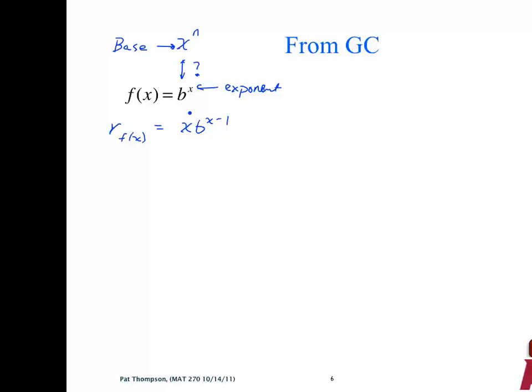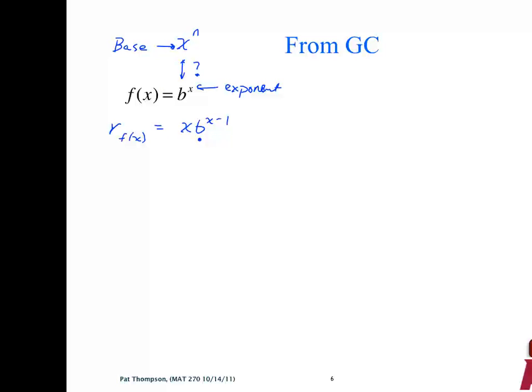Okay, so what about this? So we're back to, what about this? Are these the same, about the same covariation, x to the n and b to the x, in terms of the covariation of x and y? The same or different? Different. Radically different, right? Totally different. In this, the input is the base. And here the input is the exponent. That makes for totally different covariation between x and y, how they change together.